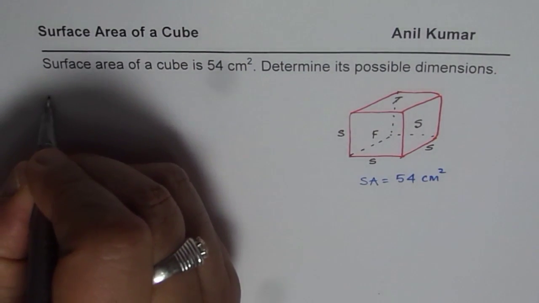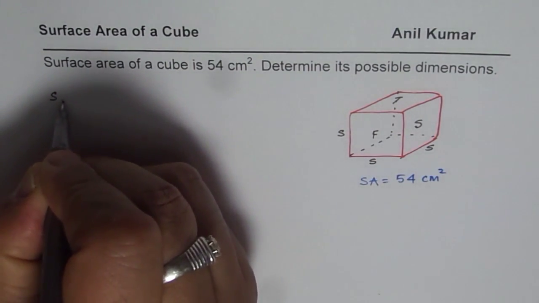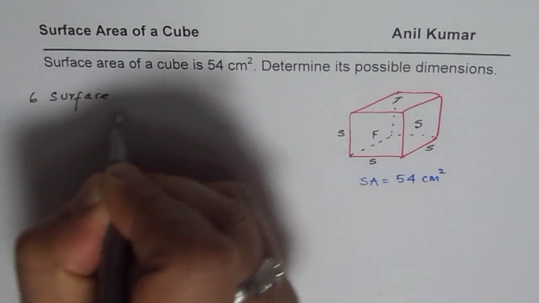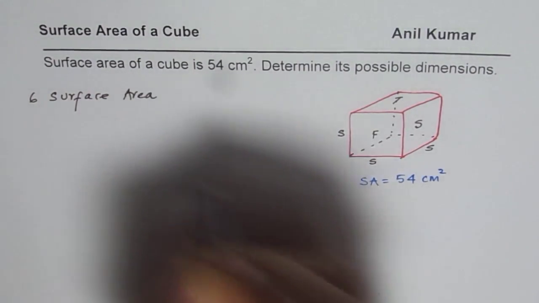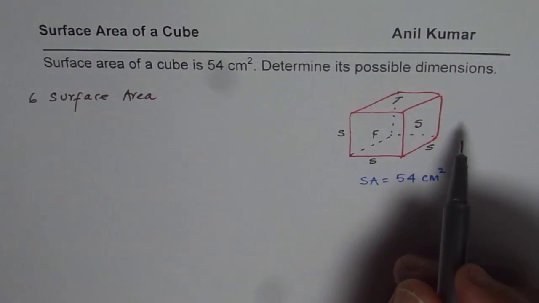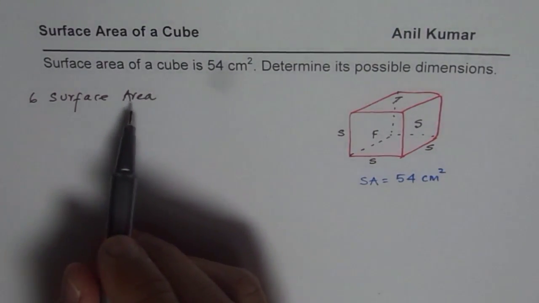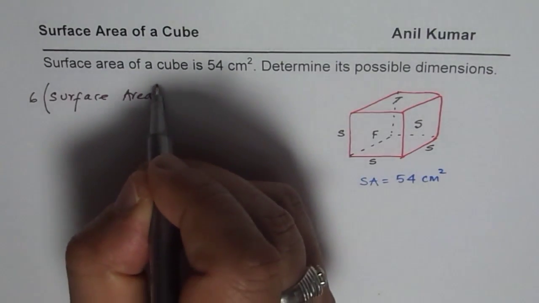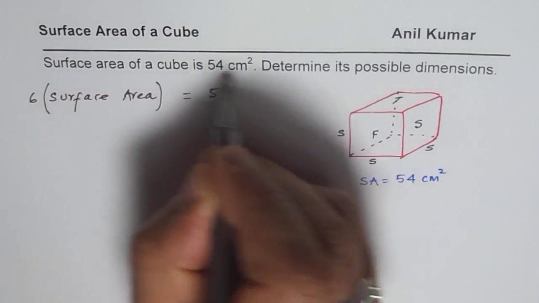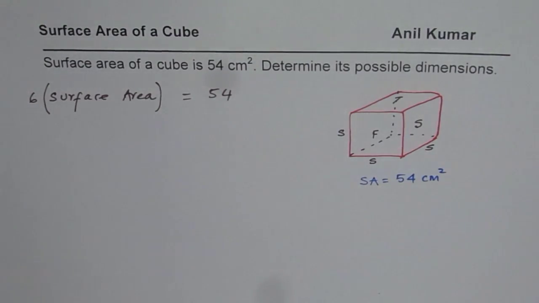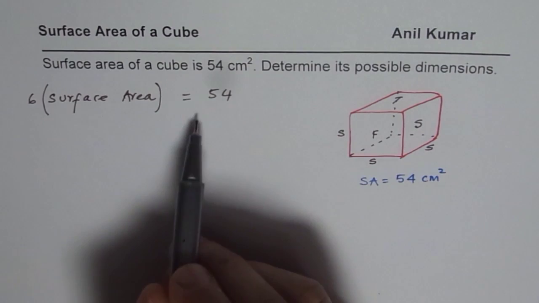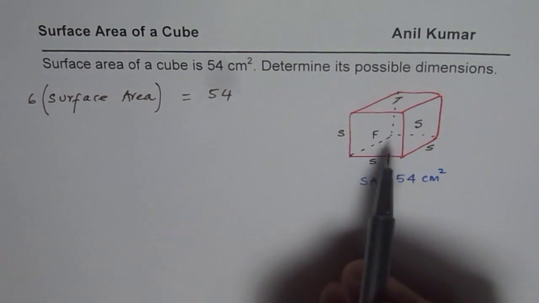So there are 6 surfaces, all are equal since all the dimensions are equal. So if you combine the 6 surface areas individually, you get 54 as the total, correct? So 6 surfaces combined together make 54 as the total surface area of the whole cube.